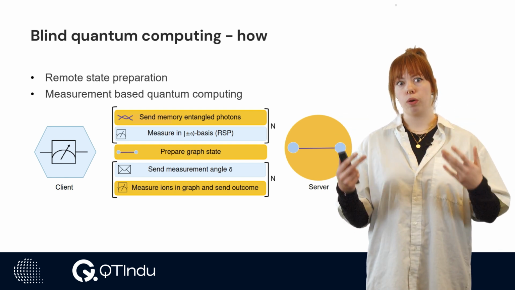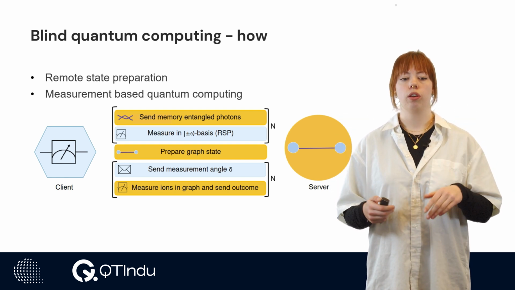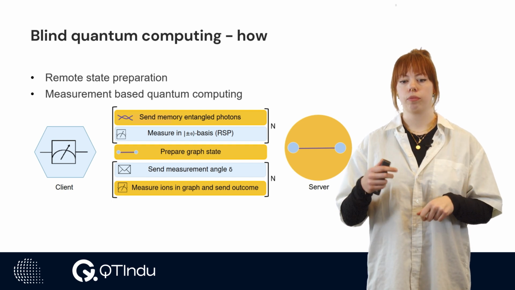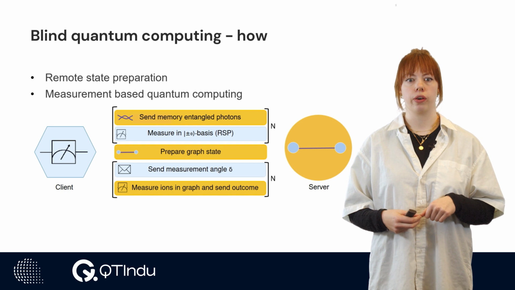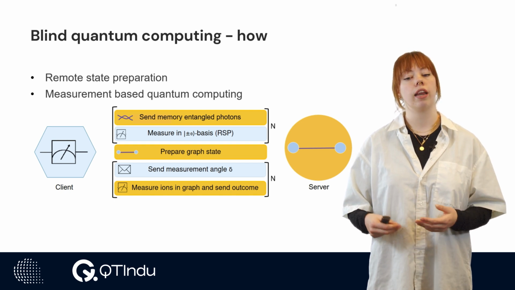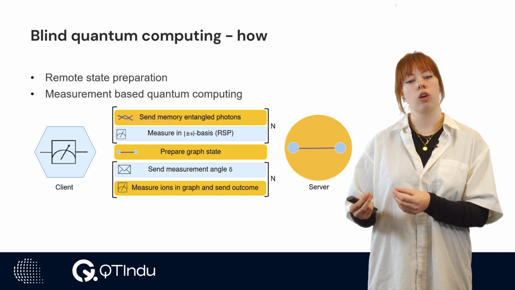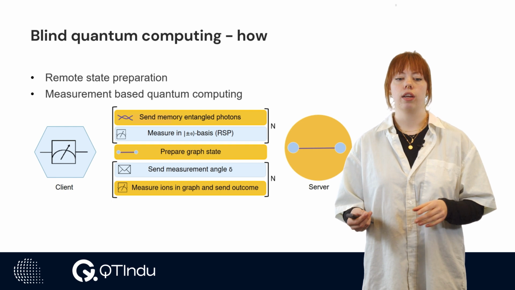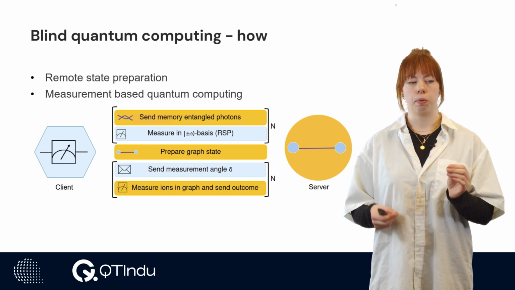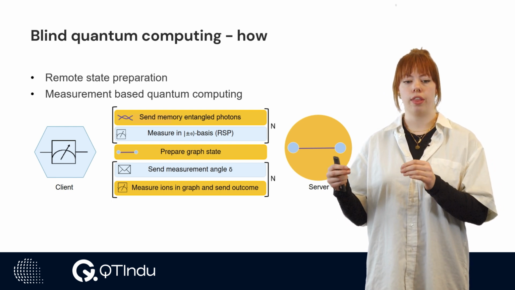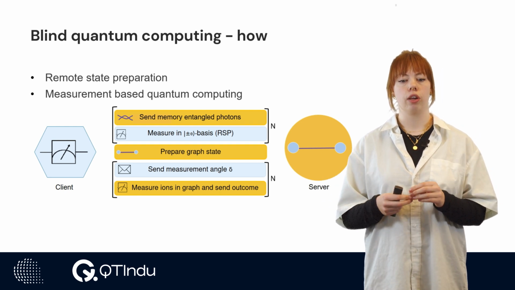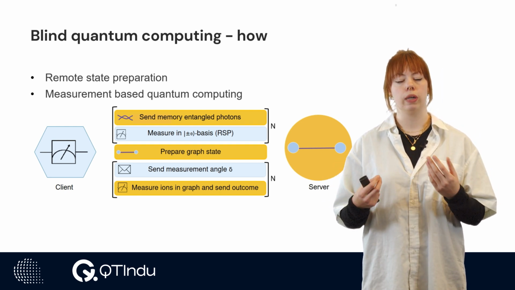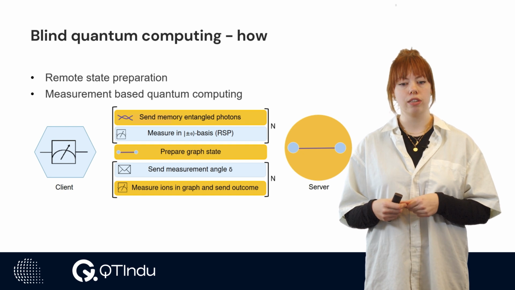So the blind quantum computing protocol works by the server sending out the entangled photon, the client measuring it in a particular basis and thereby performing remote state preparation on the server. Then the client tells the server to prepare all of the qubits that the client has remotely prepared into a graph state by applying controlled Z operations between the nodes that the client specifies.